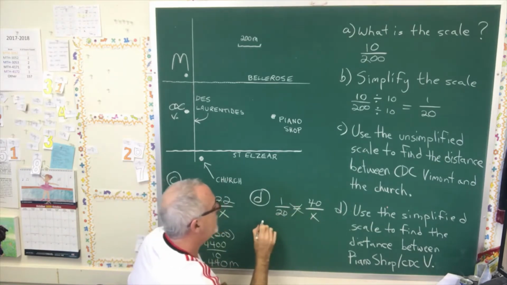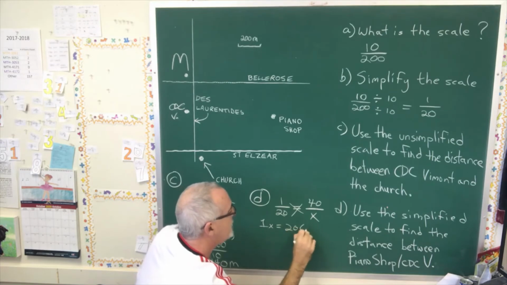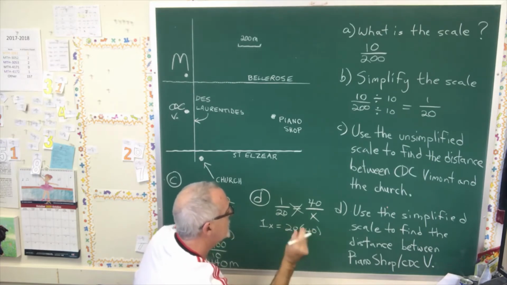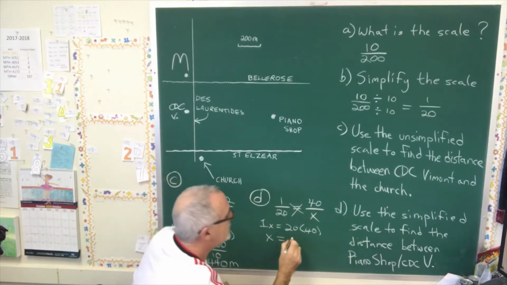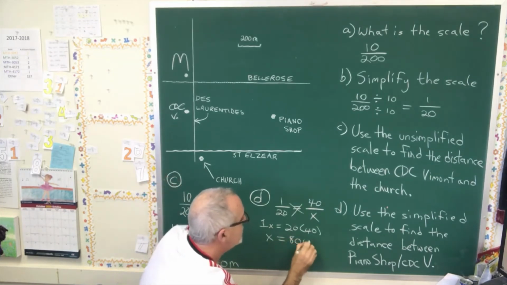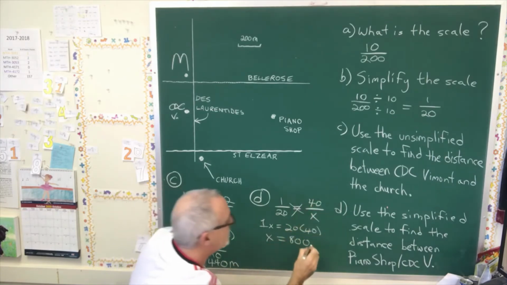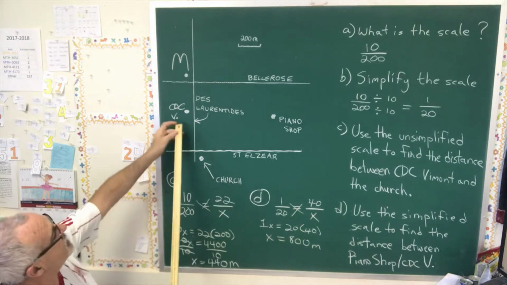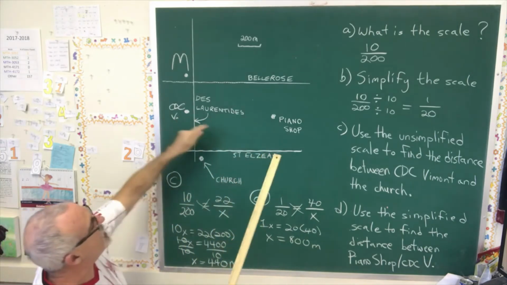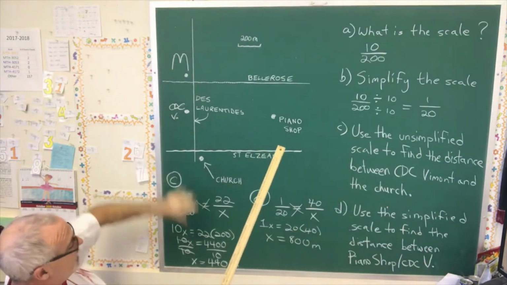Cross multiply, we have 1x equals 20 times 40. 1x means x. We don't have to show the 1. 20 times 40 is 800. We have our answer. And because meters is on the bottom in the scale, we have 800 meters as our answer. CDC Vimo and the piano shop are about 800 meters apart. That makes sense when we compare it to the other answer.